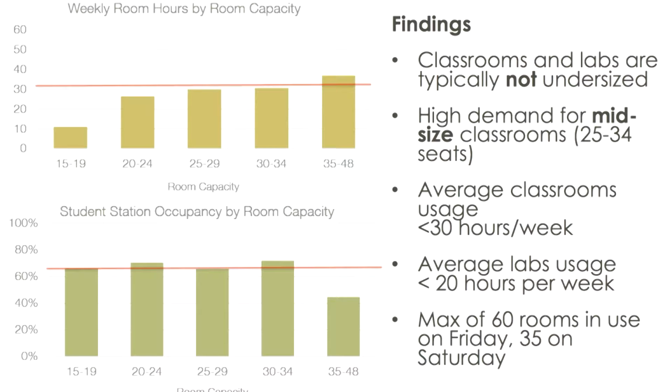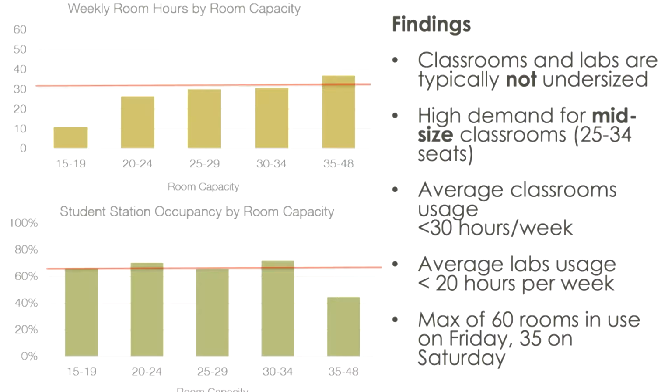So some of the findings when we looked at that: typically they're not undersized, except for a couple of those buildings, liberal arts being one of them. There's a high demand for classrooms of a certain size that fits very nicely with the way the college likes to schedule. Average classroom usage is below the desired norm.